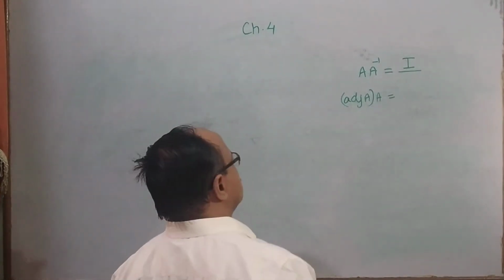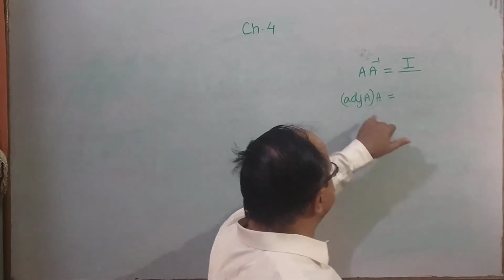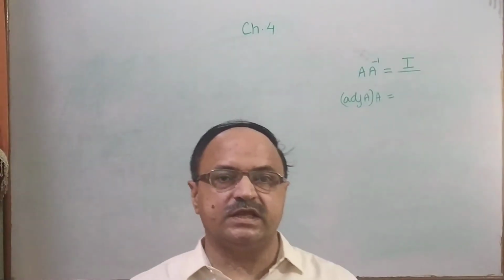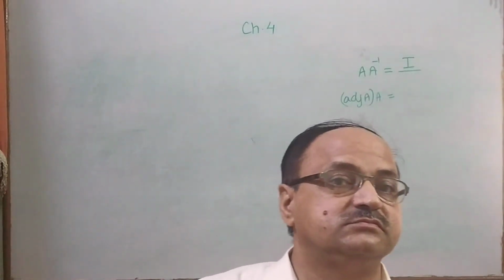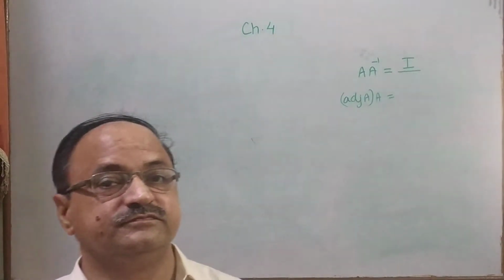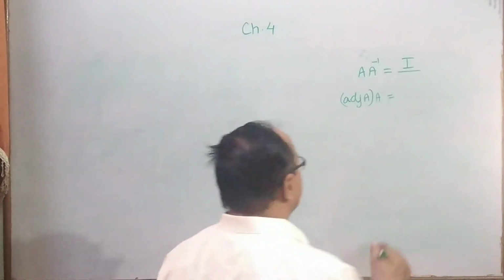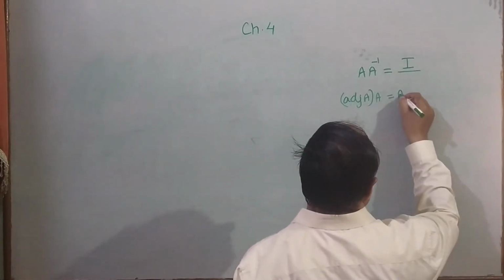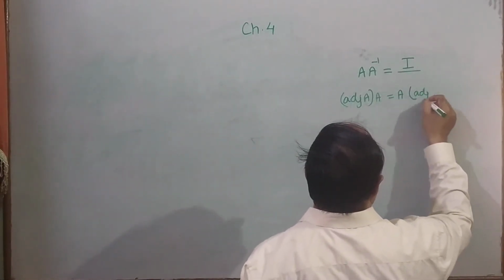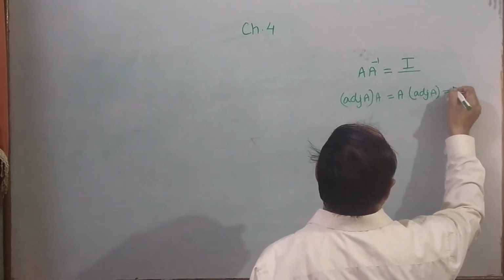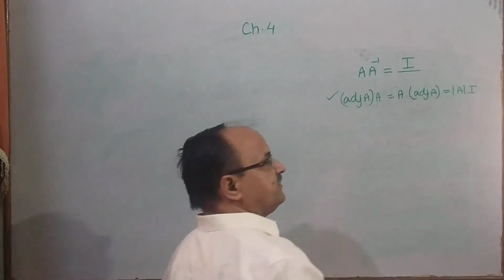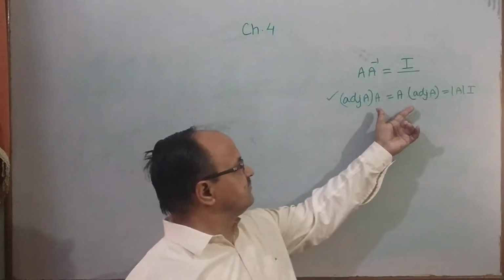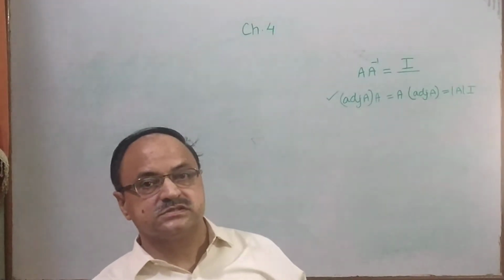Okay? And this is the theorem. Adjoint of A into A. Think. Which theorem? That is A into adjoint of A is equal to determinant of A into I. Very important, this theorem. Mostly one question asked in the board.